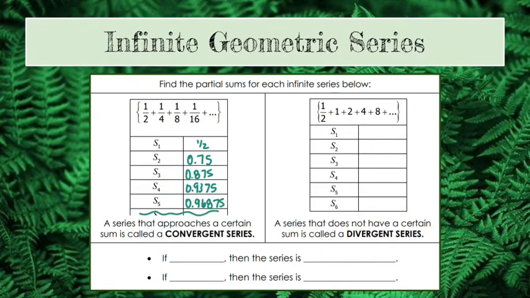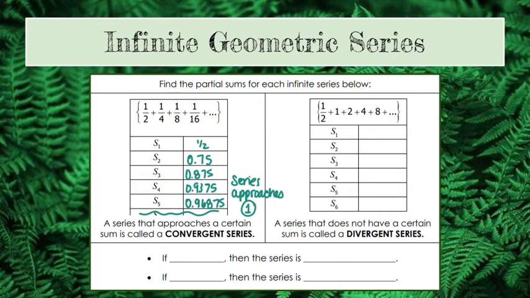So this says a series that approaches a certain sum is called a convergent series. So if you look at this, the sum of this series gets really, really close to 1. So the series approaches 1. Because if you look at this, the decimal just gets bigger and bigger, but it gets close to 1 and it's never going to go over 1.